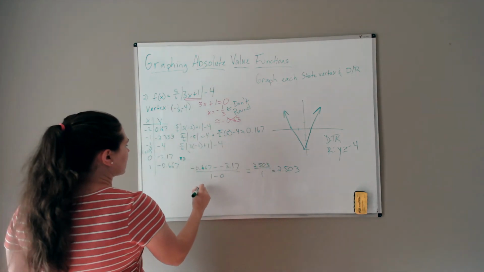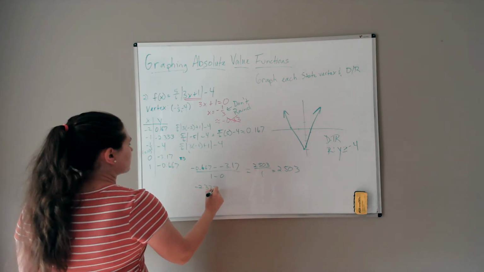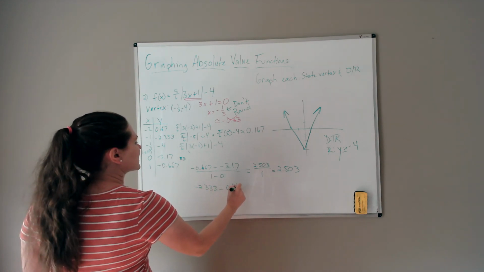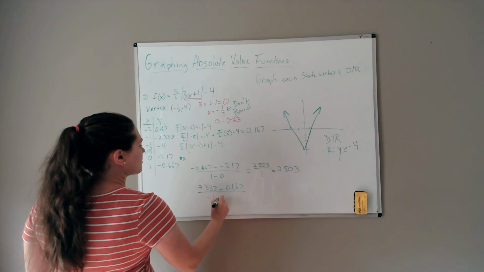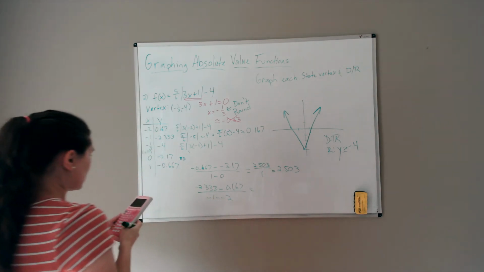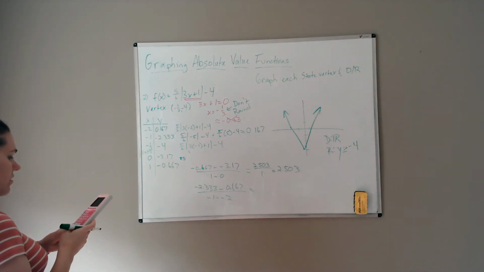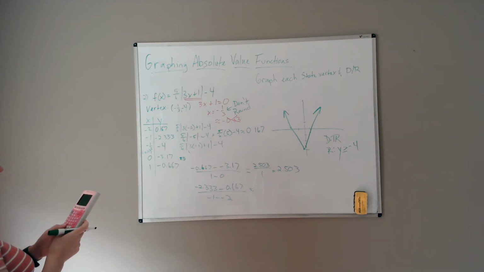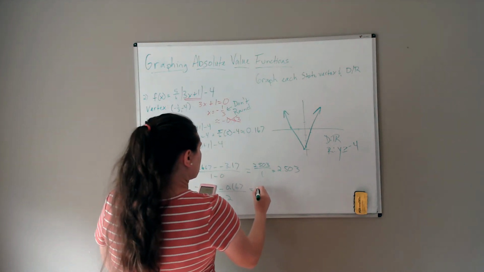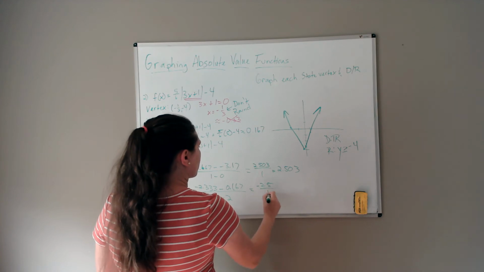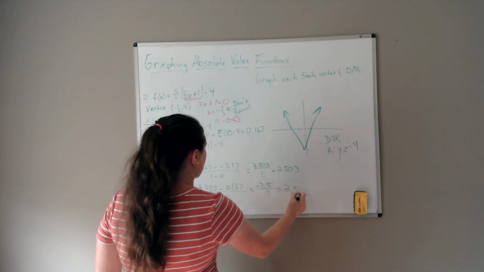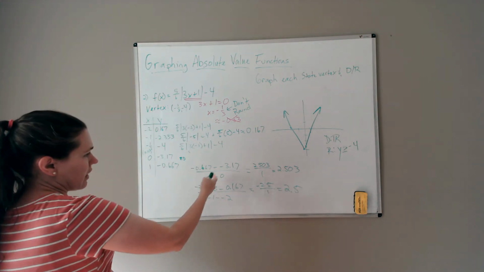So we could check negative 2.333 minus 0.167 over negative 1 minus negative 2. That's going to be negative 2.333 minus 0.167, which puts us at negative 2.5 over 1, which is negative 2.5. So this just has to do with rounding.